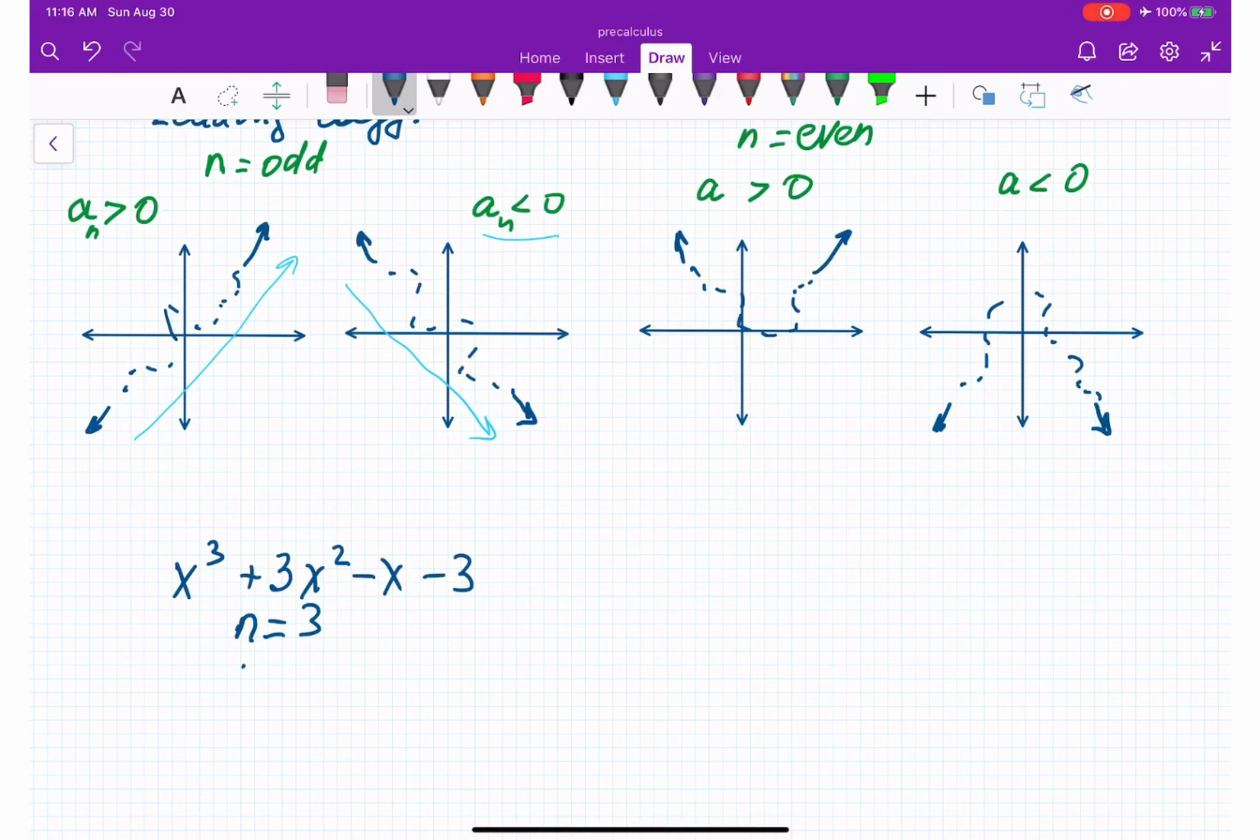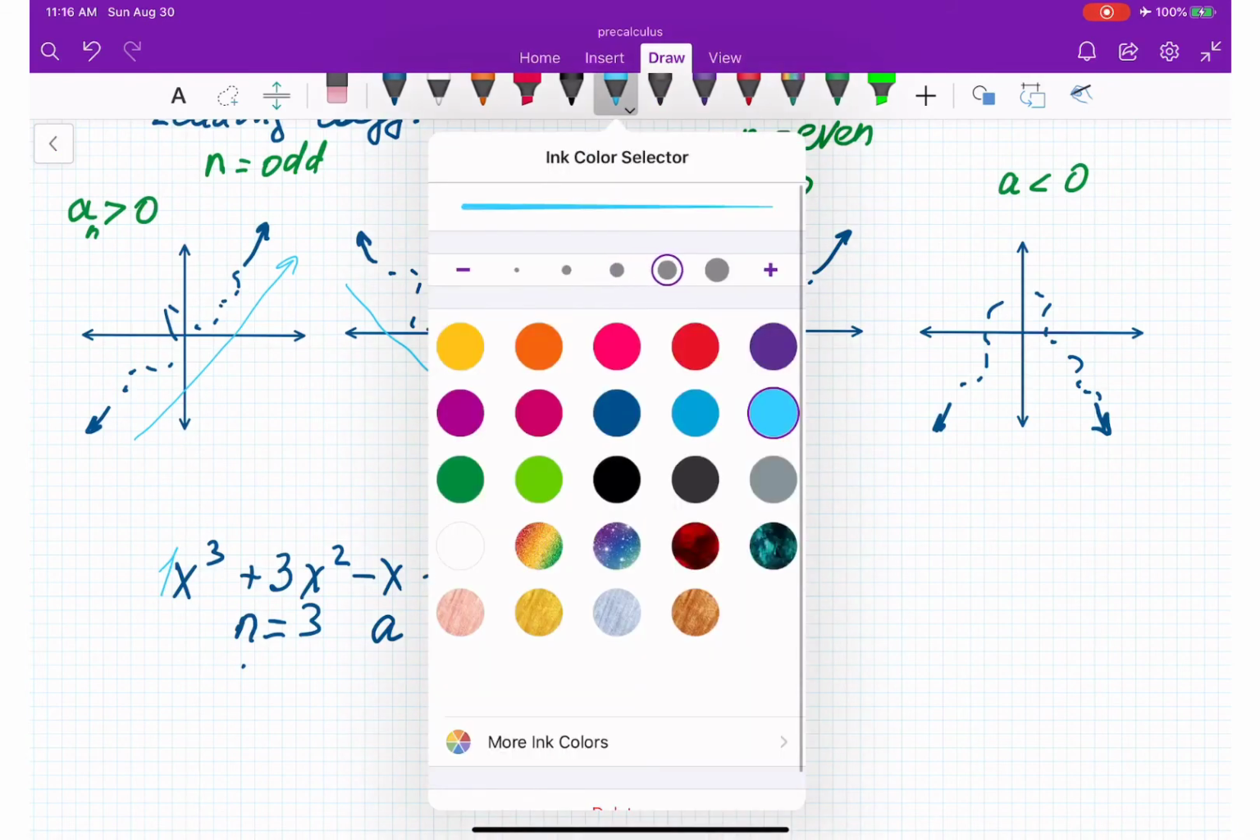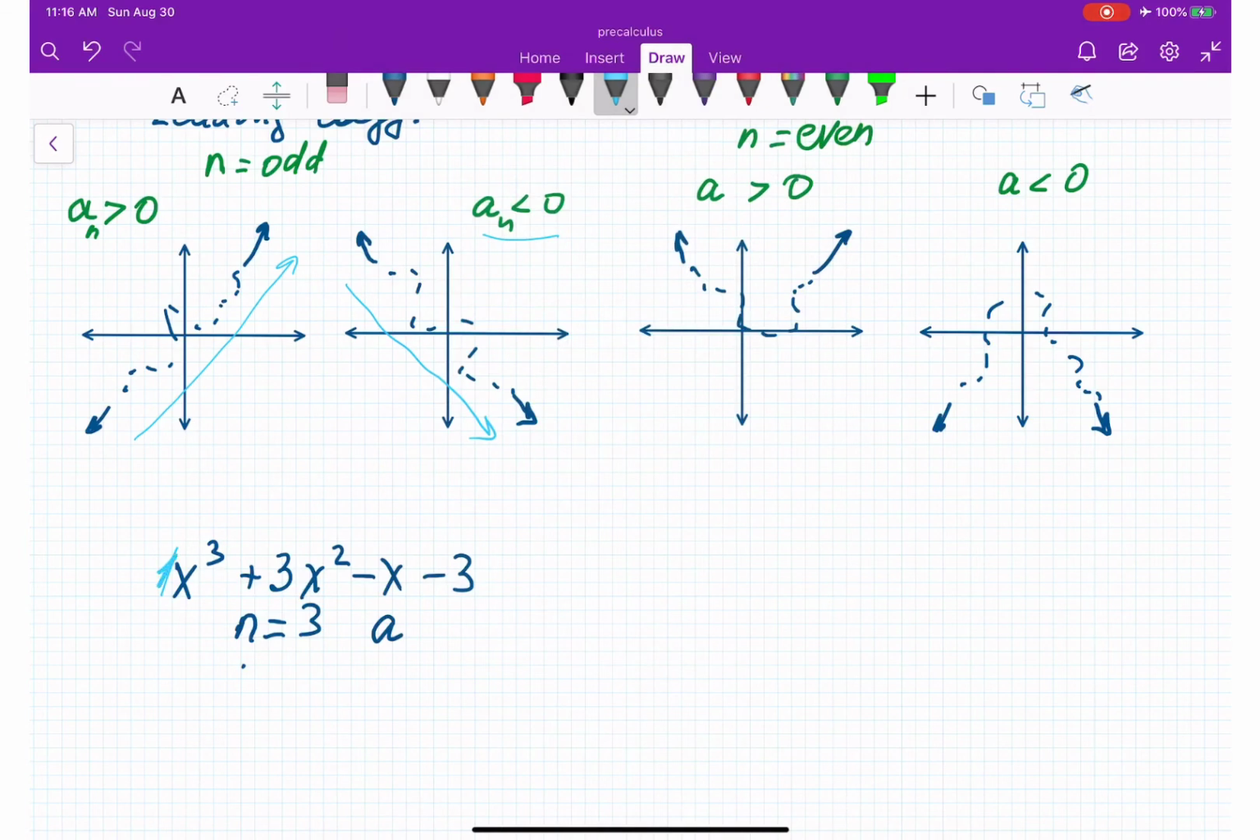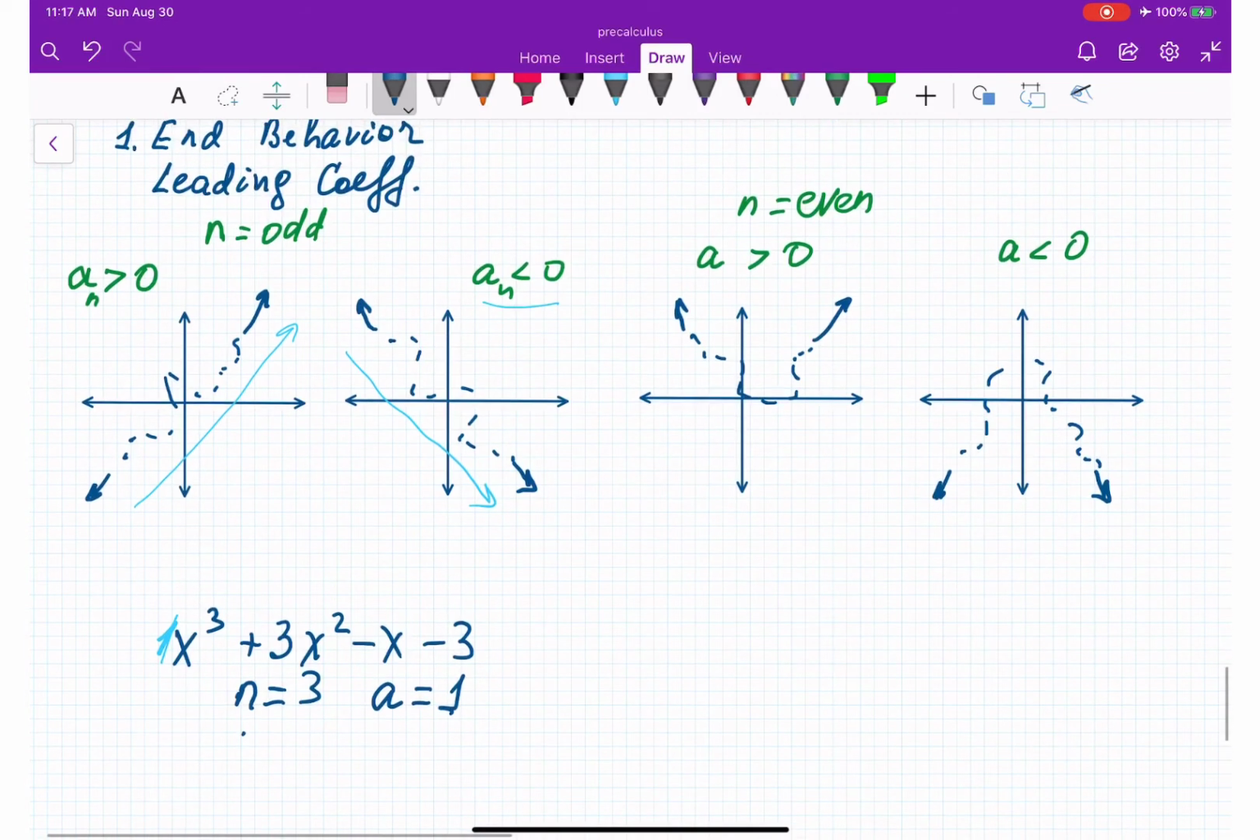N is equal to 3. Now, what is the leading coefficient? Leading coefficient is 1, yes? Right here, let me make it bold. Which means our leading coefficient is equal to 1. So what do we have? We have n equal to 3, which is odd, and we have leading coefficient 1, which is greater than 0.